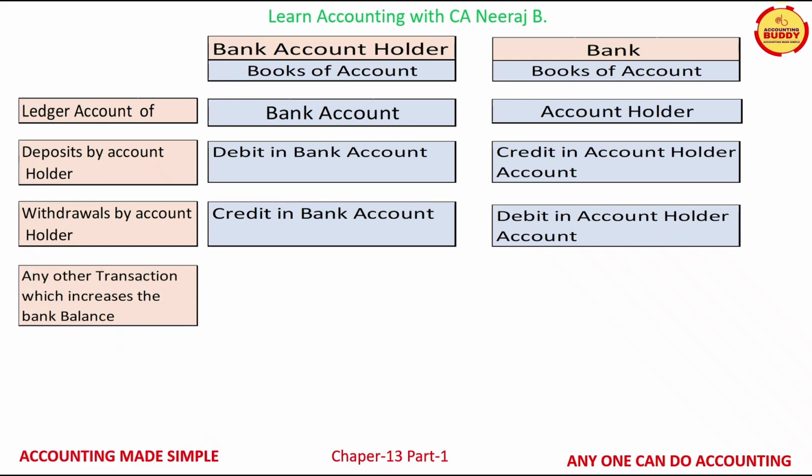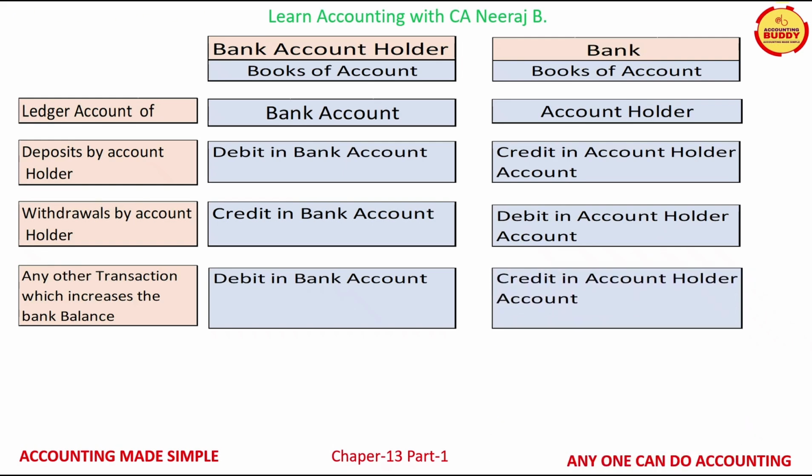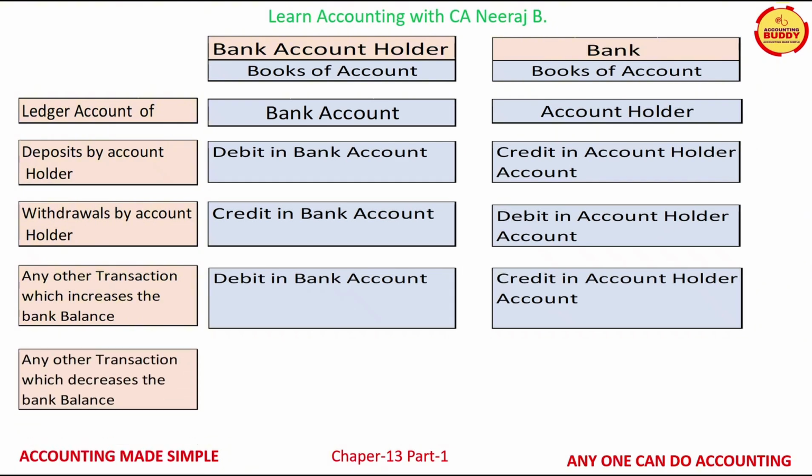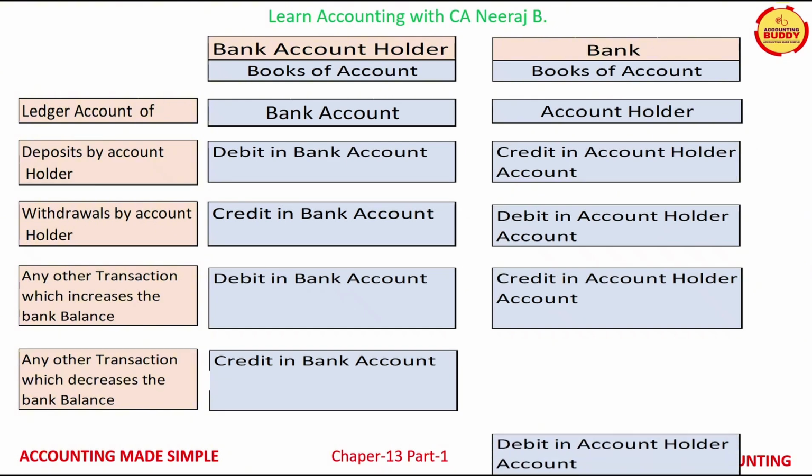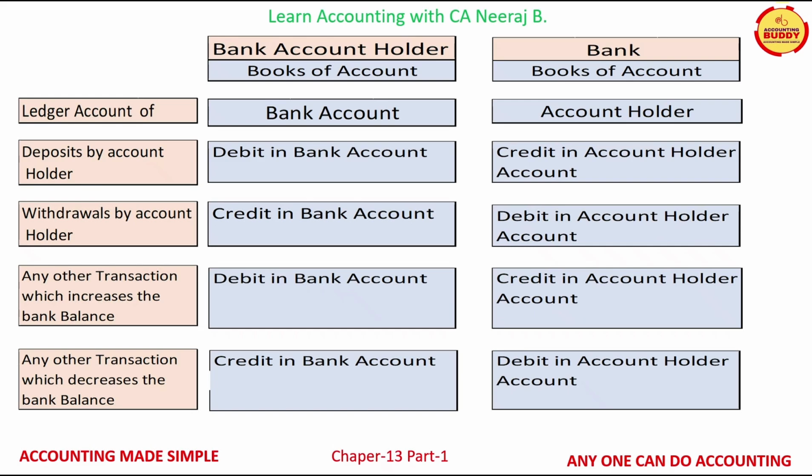Now, any other transaction which increases the bank balance will be debited to the bank account in the books of accounts of the account holder, while all such amounts will be credited to the account holder's account maintained in the books of the bank. Any other transaction which decreases the bank balance will be credited in the bank account maintained in the books of accounts of the account holder, while all such amounts will be debited to the account holder's account maintained in the books of accounts of the bank.